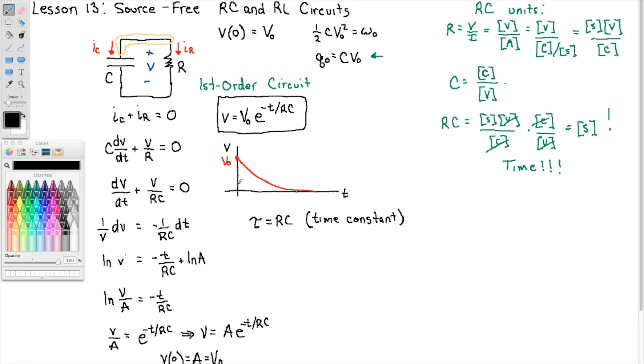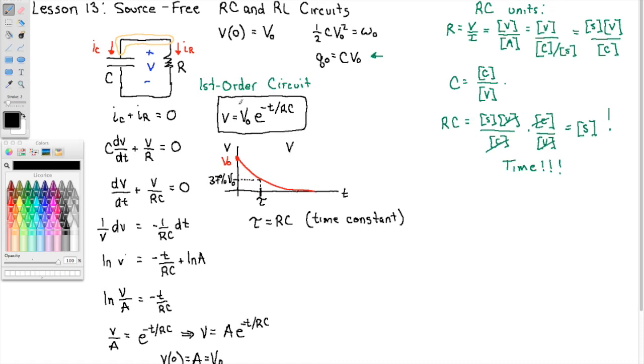How long does it take to get to approximately 37% of what you started with? So this is 37% of V0. How long is this time? Well, this is actually one time constant. Okay, the 37% comes from the following.